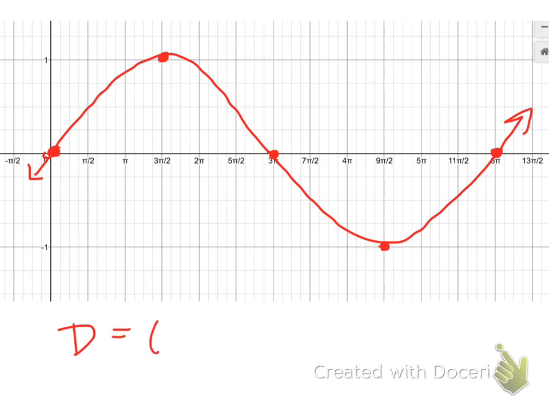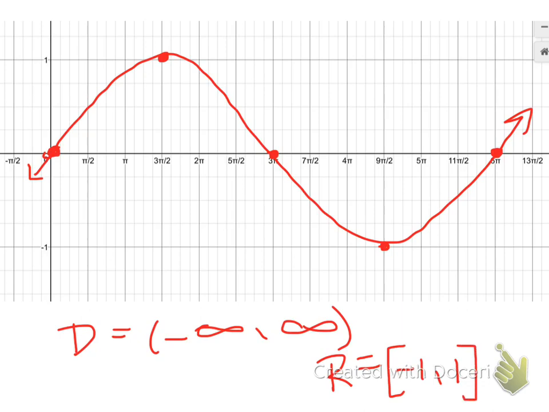As far as the domain and range, we haven't really seen too many different pictures. The domain is negative infinity to infinity, and the range is still negative 1 to 1.